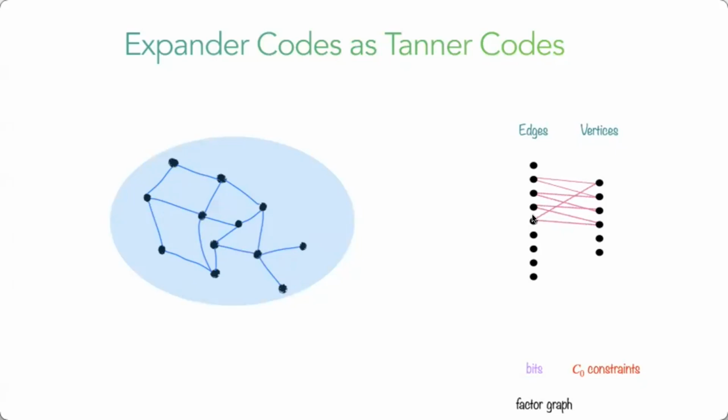And the Sipser-Spielman code that I described in the previous slide is an instantiation of this scheme, where the bipartite graph that you construct is derived from your expander by putting the vertices on one side and the edges on the other side. Okay, so this is also called the factor graph sometimes in coding theory.